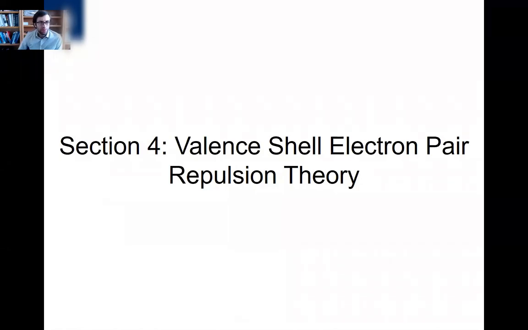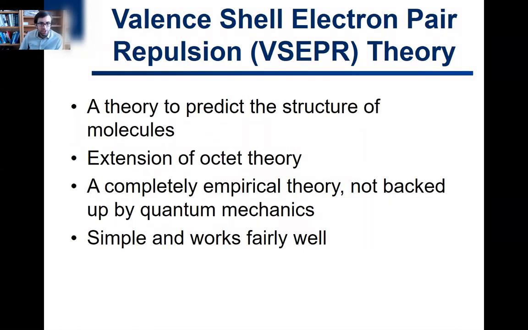All right, so we've made it to the fourth chapter in this course, and what we're going to talk about here is something that you've all learned in probably the first chemistry course you ever took. You learned in general chemistry about valence shell electron pair repulsion theory, or as a lot of people call it, VSEPR, right? And so what is this? Just to remind you, this is a theory to predict the structure of molecules. This essentially comes from octet theory, and it's just kind of a derivative of octet theory for the most part.